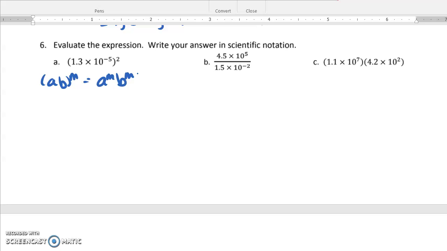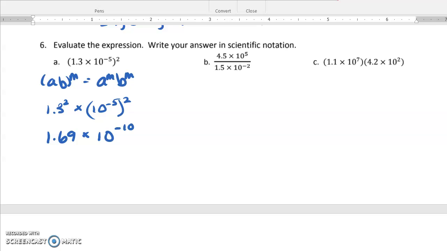So we can apply that to scientific notation and say that 1.3 times 10 to the negative 5th, when we square the whole thing, is 1.3 squared times 10 to the negative 5th squared. When we simplify that, 1.3 squared is 1.69, and 10 to the negative 5th squared is 10 to the negative 10th. And we're done with that problem.